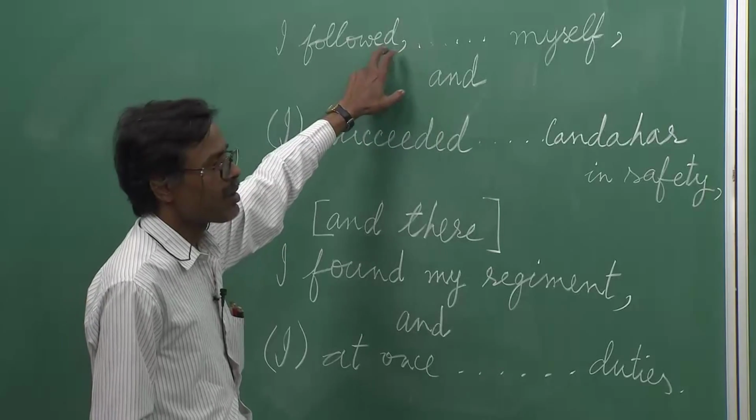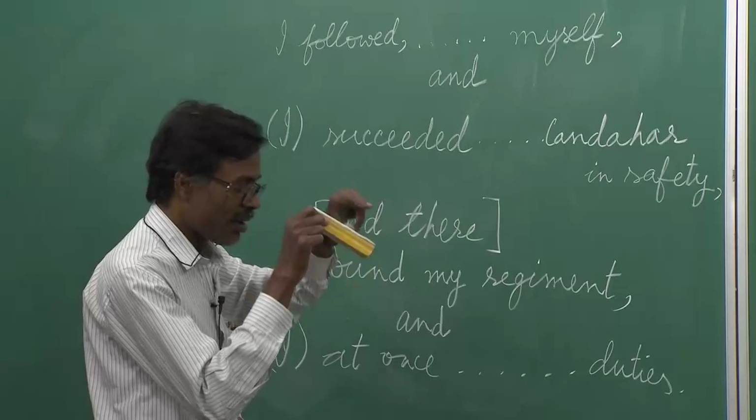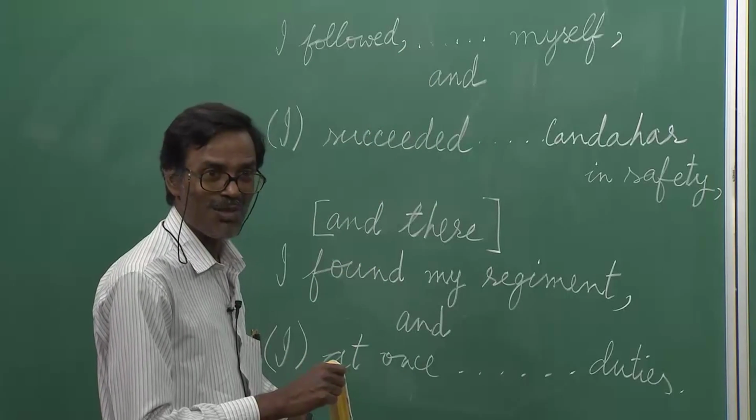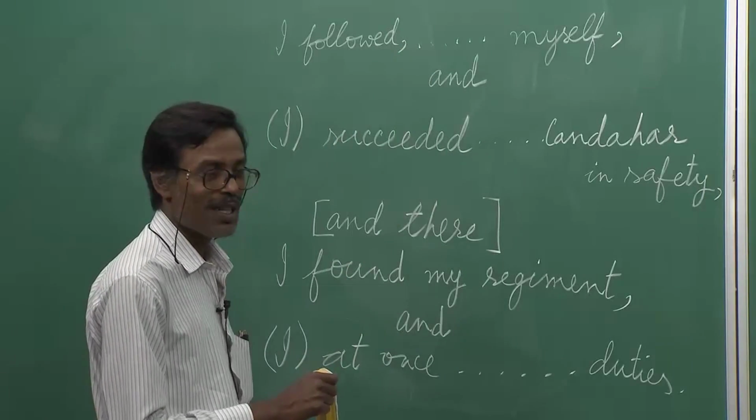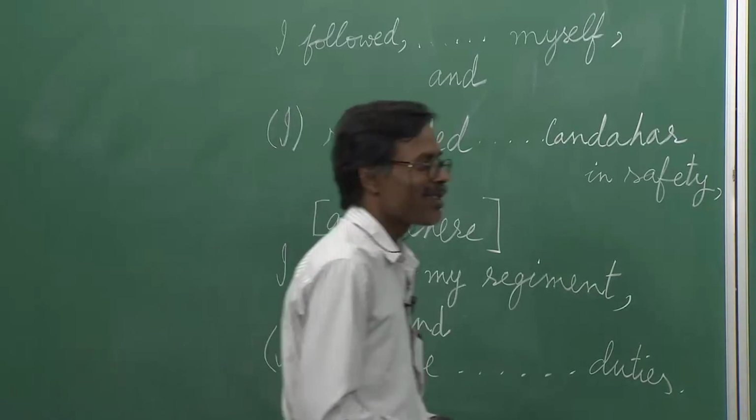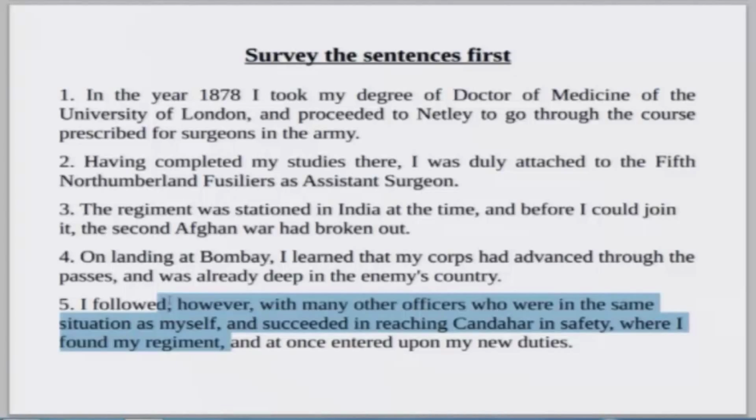this first one has, and till this point it is compound all through, except for this spoil sport, where in the first clause, with many other officers, this officers is qualified by this adjective clause, who were in the same situation as myself. Okay. So, that makes it mixed. Okay. So, this is the way to classify sentences as simple, compound, complex and mixed.